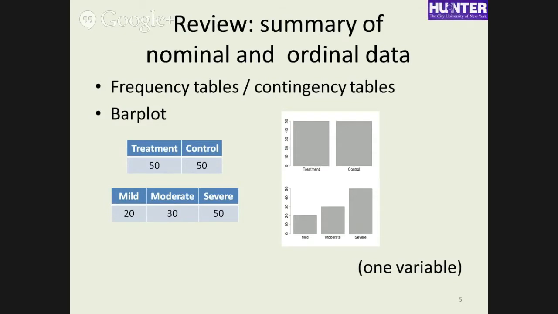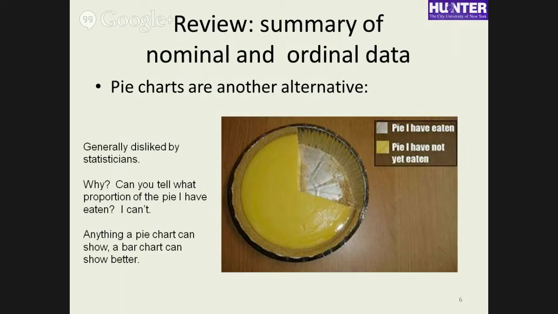So remember, for nominal and ordinal data, the common way to summarize these are with contingency tables or frequency tables, which just provide the total number of observations with each value of the nominal variable, or each combination of them if you're summarizing two variables at once. And whatever you can represent in a contingency table, you can also represent in a box plot. There are also pie charts, which would be another way to represent these.